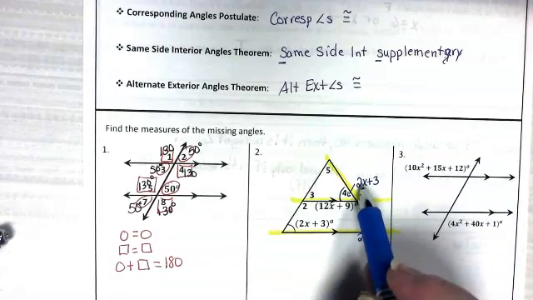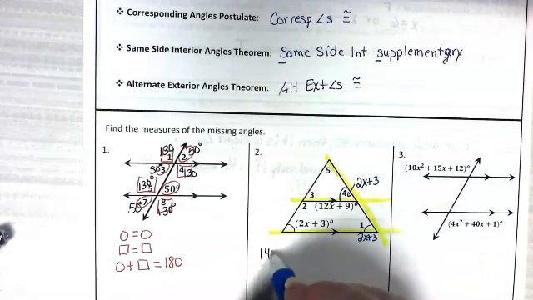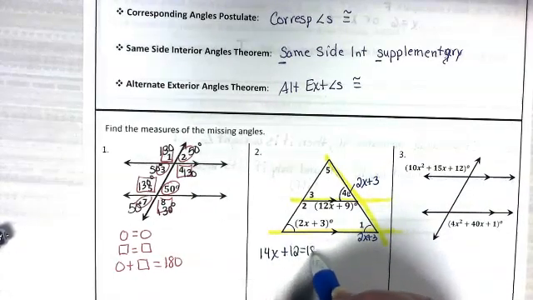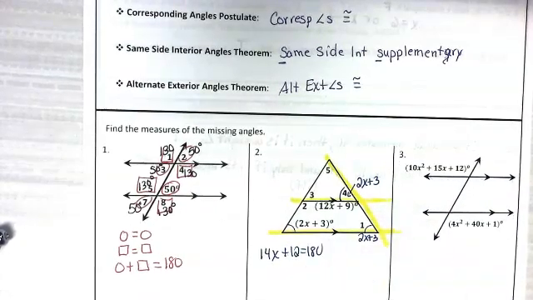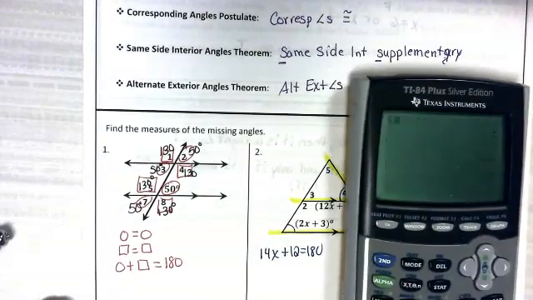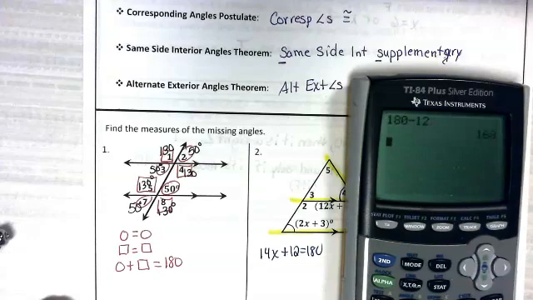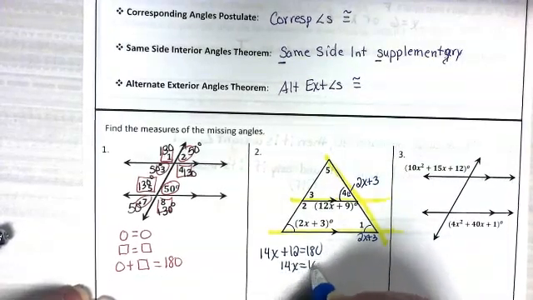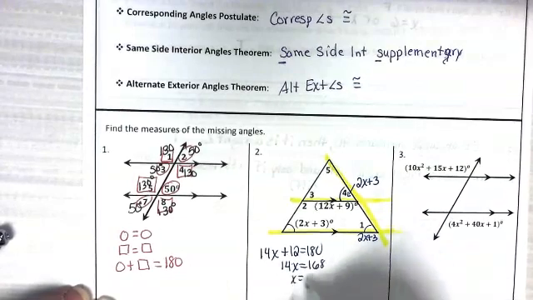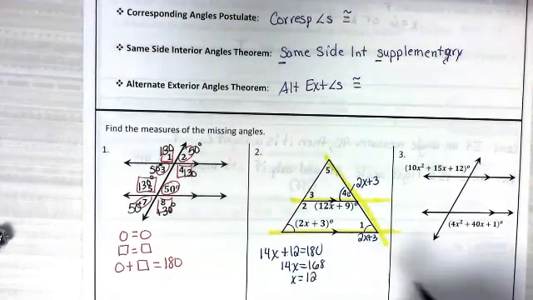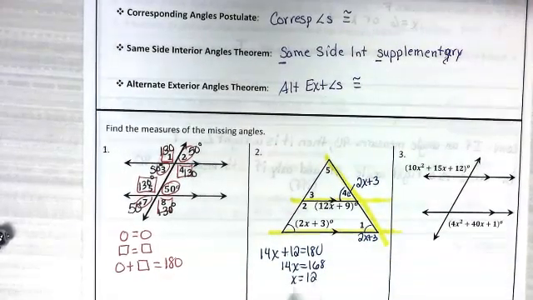So let's add them together. 2x plus 12x is 14x. 3 plus 9 is 12. So 14x plus 12 equals 180. And we grab our handy dandy calculator. 180 minus 12 is 168. 14x equals 168. And now let's divide by 14. And x is 12. And now I can go back and find all the numbered angles.